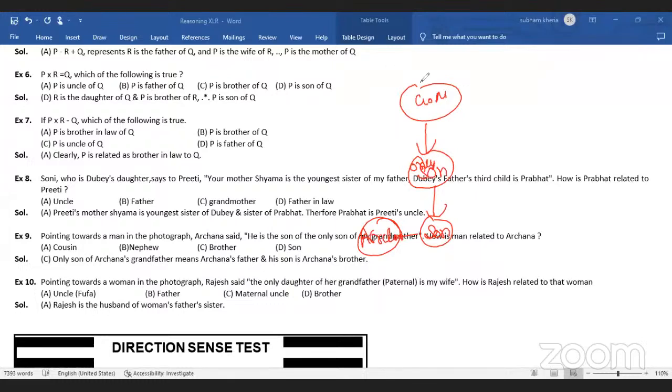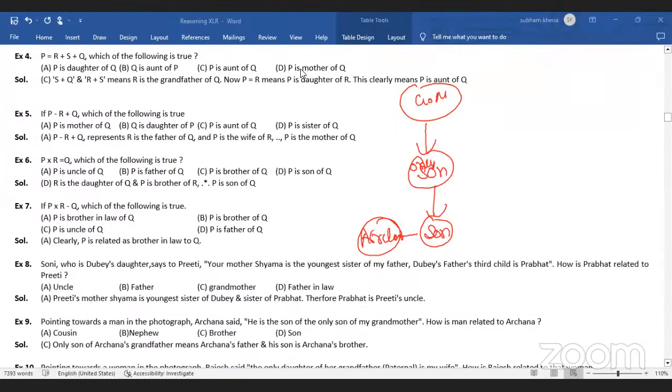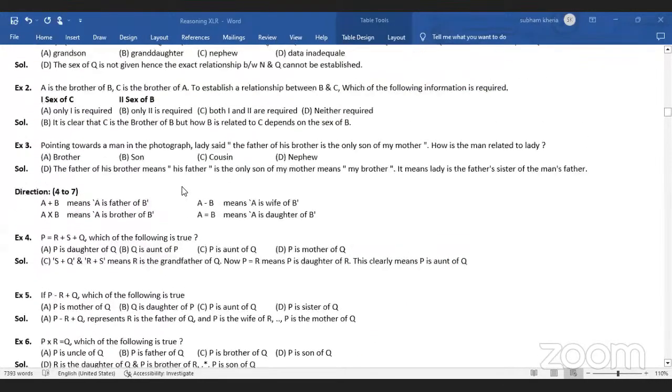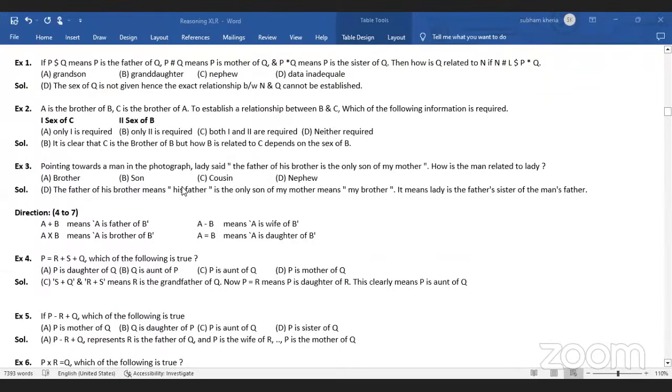Chalo, great. Let's discuss 2-3 more questions. Then we'll go to the next part. Today, I was thinking of covering 3 chapters, and I guess we'll be doing that. The first chapter was coding, decoding. We have already done. The second one is blood relations. We'll be completing that within 5-10 minutes more. And the third one is direction sense test. North, south, east, west, and all that we will do. Okay, now we come to the second part of questions, how to solve this.